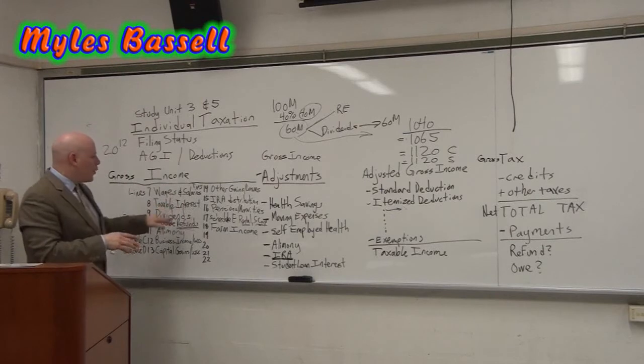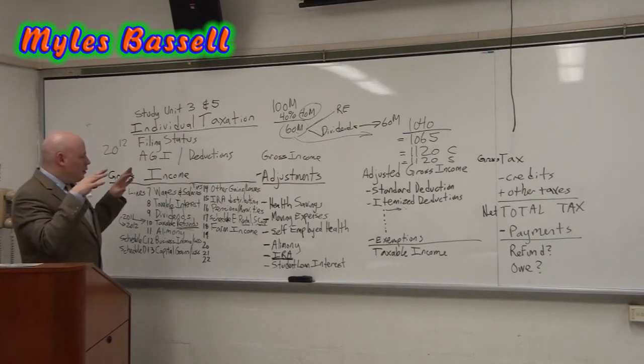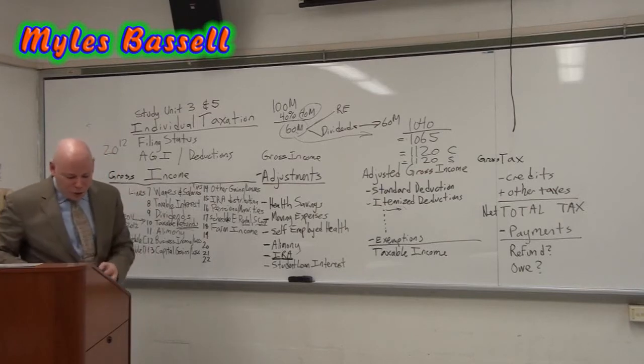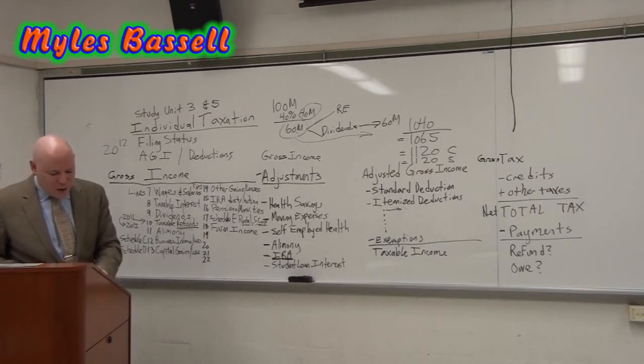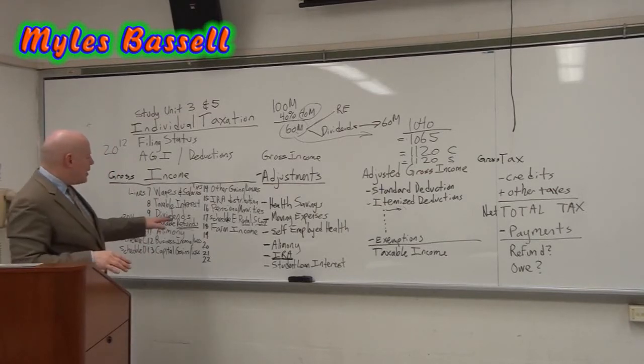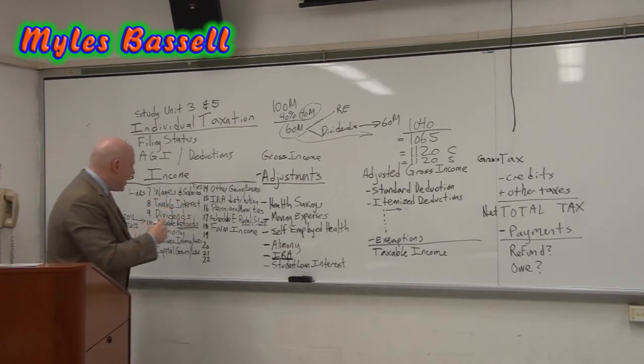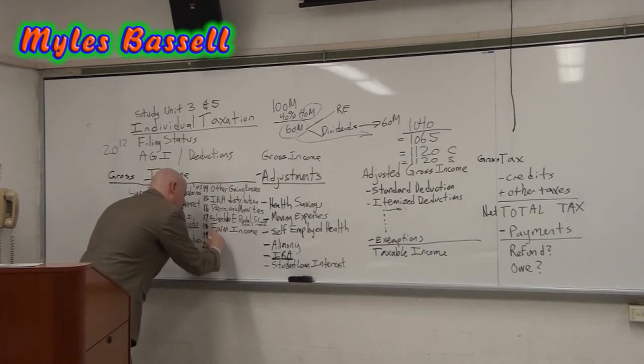But all the things that we're going through here is income, different types of income. Congress has gone through a lot of trouble to identify different types of income, and each of these has its own line. Now, unemployment.